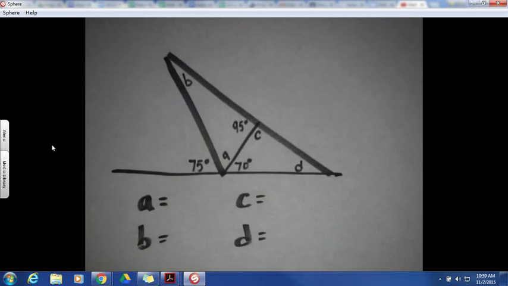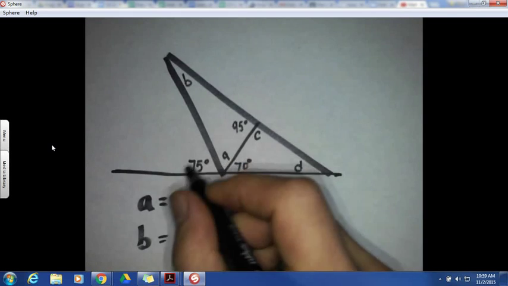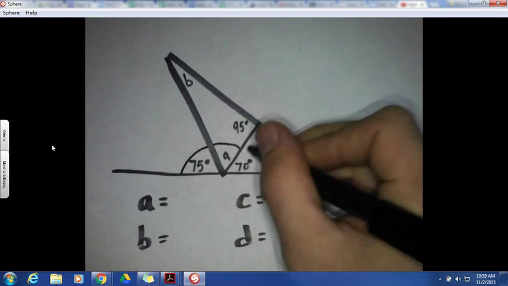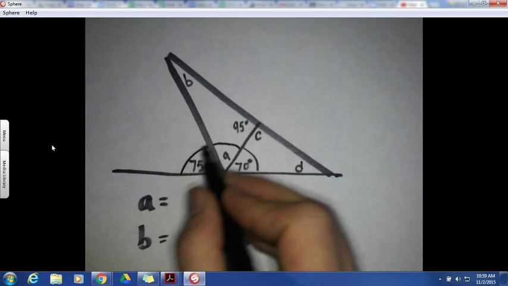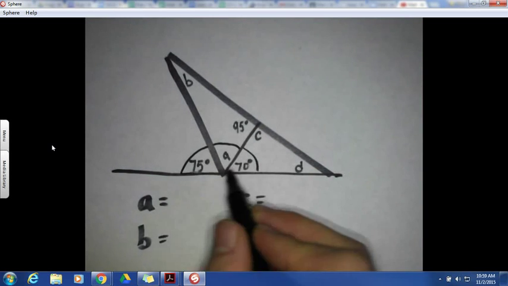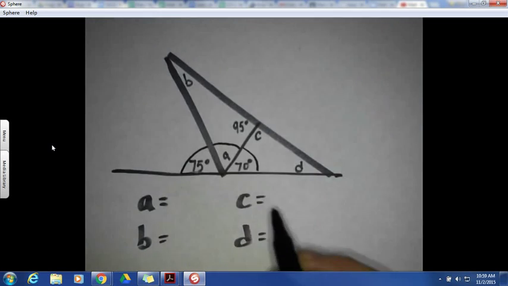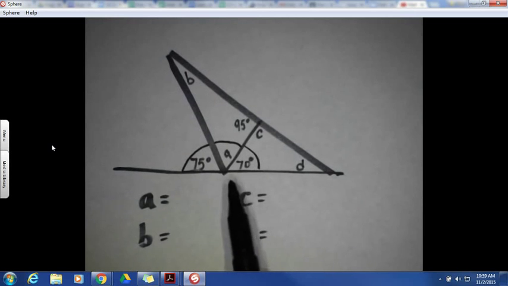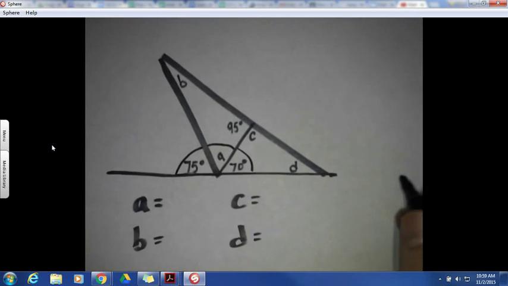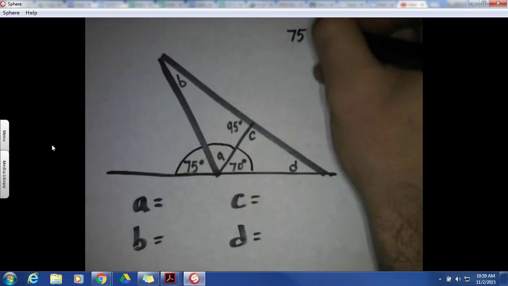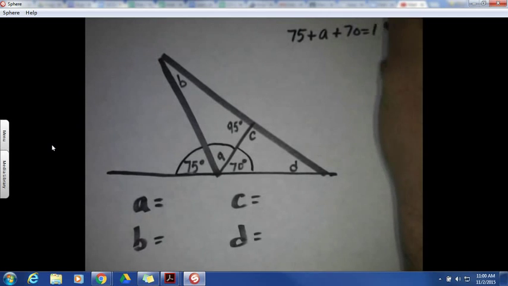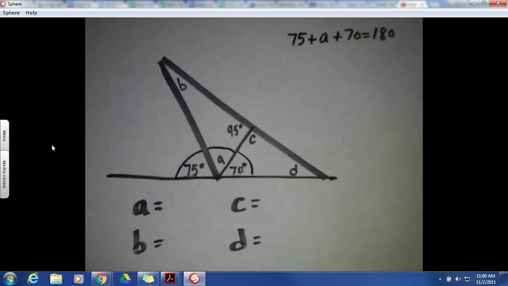So the first one I'm going to look at is A. I can see that this angle 75, this angle A, and this angle 70 all form this straight line down here, a half circle. So these all add up to 180 degrees. Together these three angles are supplementary. Expressed as an equation, we know that 75 plus A plus 70 should all add up to 180 degrees, because these are all supplementary.